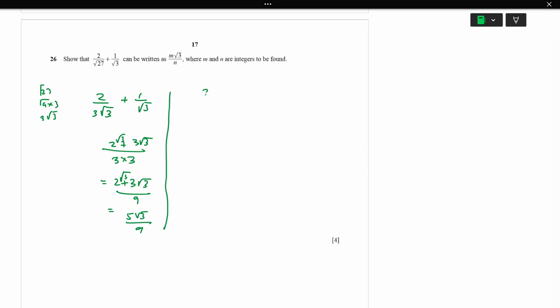I'll repeat this question one more time. The first part, 2 by 3 root 3 plus 1 by root 3. For the LCM, we multiply here and here. So 2 root 3 plus 3 root 3 over, down we need to multiply both, 3 root 3 times root 3. In the numerator, both have the same square root, so we can add them up. So 5 root 3 over 3 times root 3 becomes 3, so 3 times 3 is going to be 9. That's it.